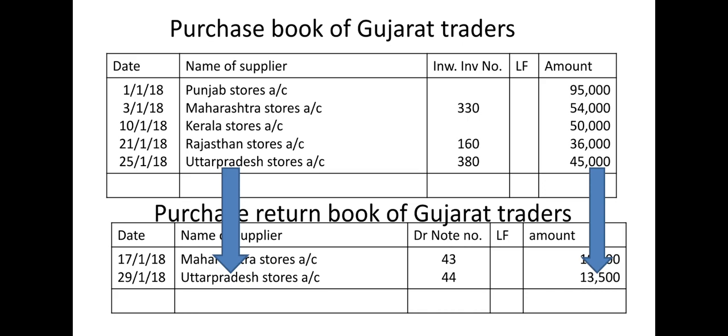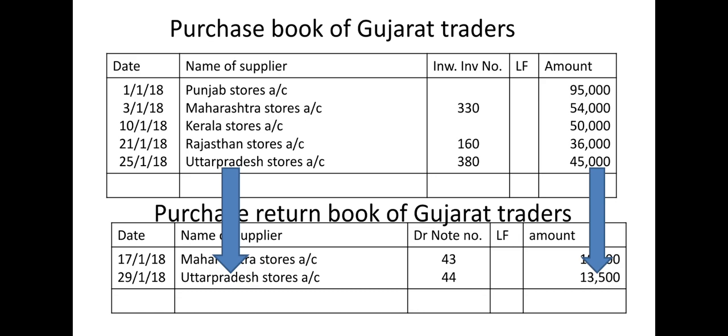Okay, so we are returning goods of 13,500 to Uttar Pradesh stores. Okay, students, so this was the transaction dated 29. Now the next one is 30. Student, 30 we will not record because it is a non-economic transaction.